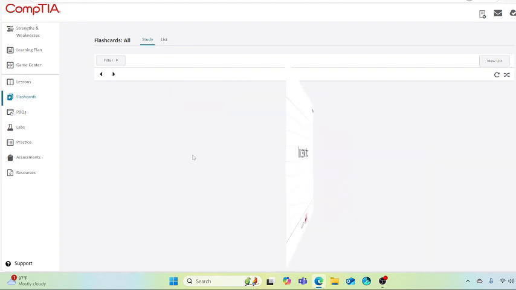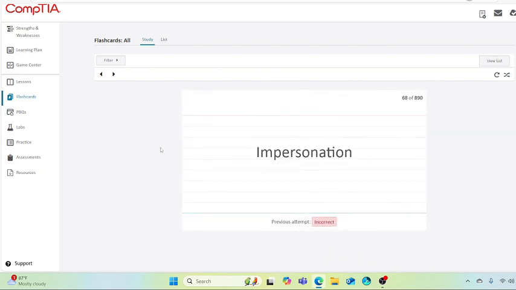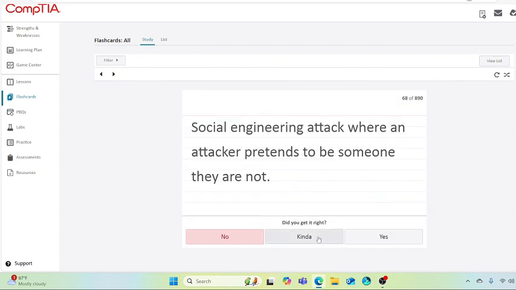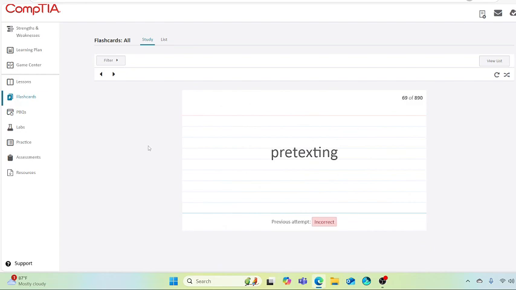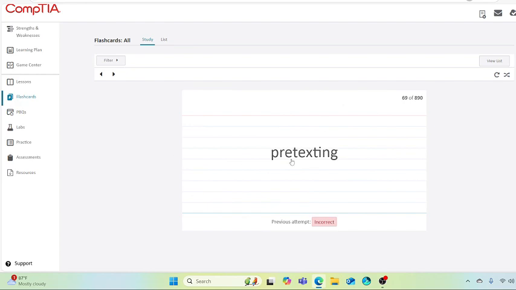Impersonation. Social engineering attack where an attacker pretends to be someone they are not. Pretexting. Social engineering tactic where a team will communicate, whether directly or indirectly, a lie or half-truth in order to get someone to believe a falsehood.